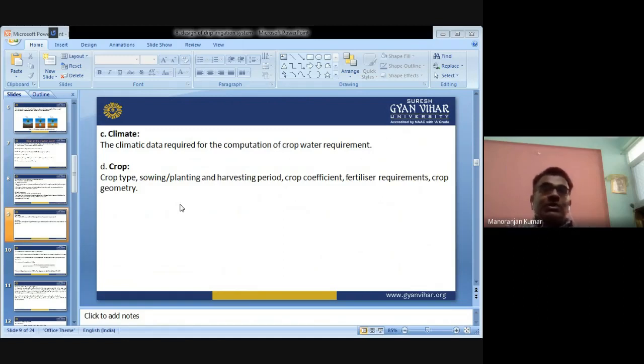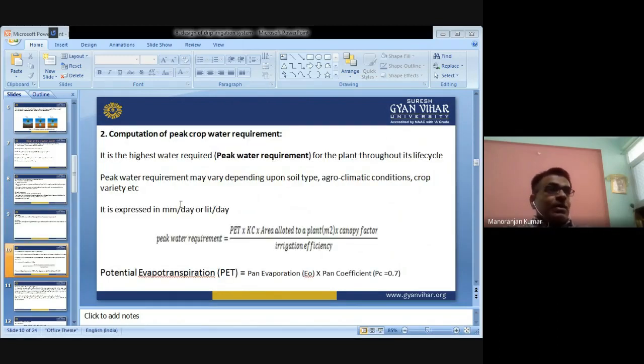Crop coefficient. What is the crop coefficient for a particular crop? Okay, this crop coefficient is required for the determination of the plant water requirement. Okay, because peak water requirement is very important when you make a design. Fertilizer requirement, crop geometry. So these are the data which you should require before designing the drip irrigation system.